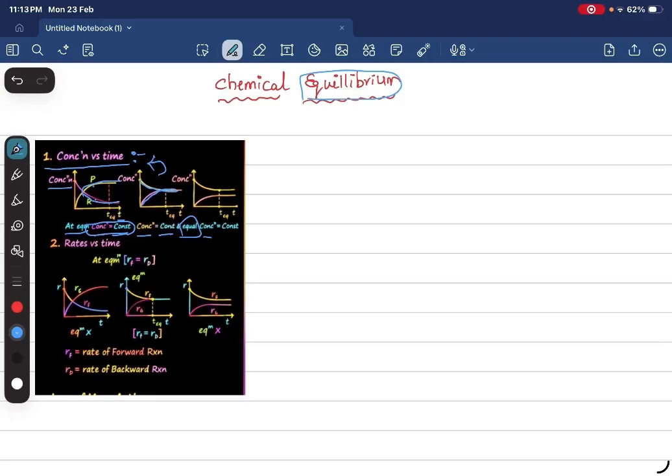Coming to the next, as in the first one, here concentrations alone are constant but not equal. Equal means these two will touch each other. So these are the three ways to represent equilibrium.